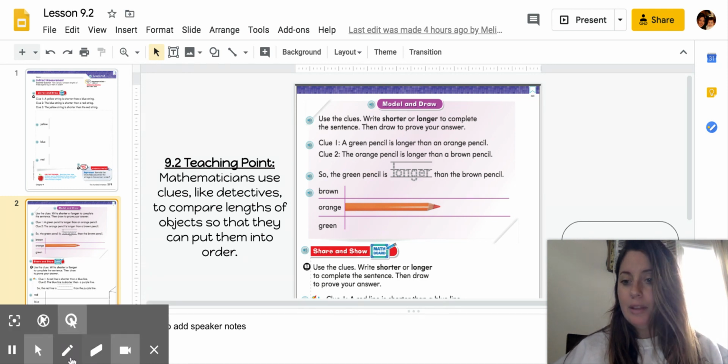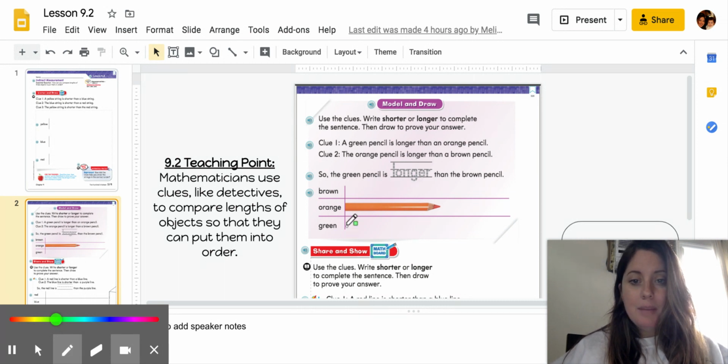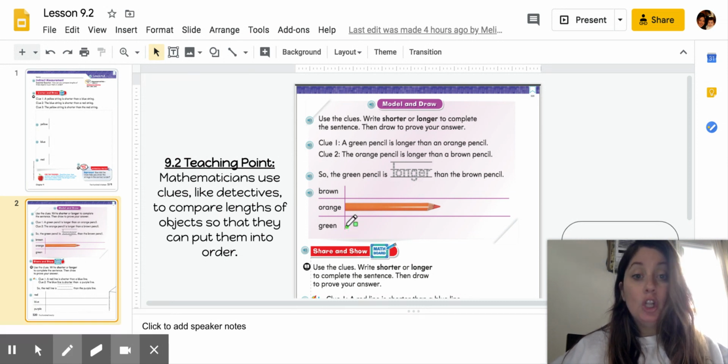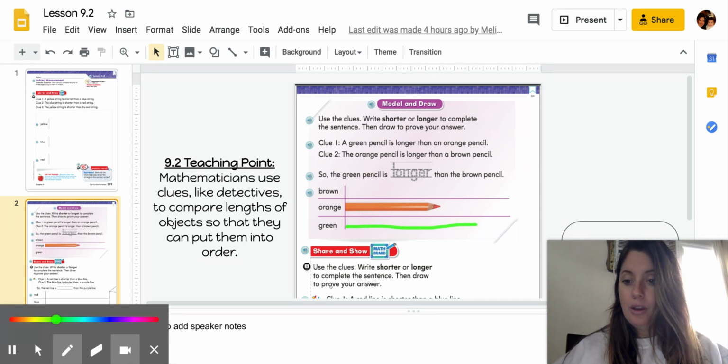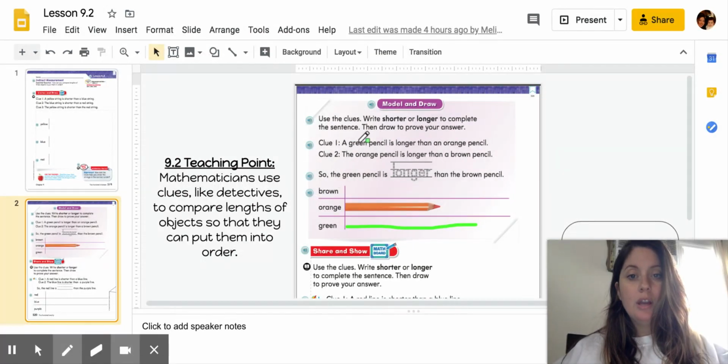So a green pencil is longer than the orange pencil. So let me get my green pencil. And I'm going to make this green pencil longer than my orange. There we go. Okay, so I see clue 1, green pencil is longer than orange pencil. I did make my green pencil longer than the orange one there. So check.